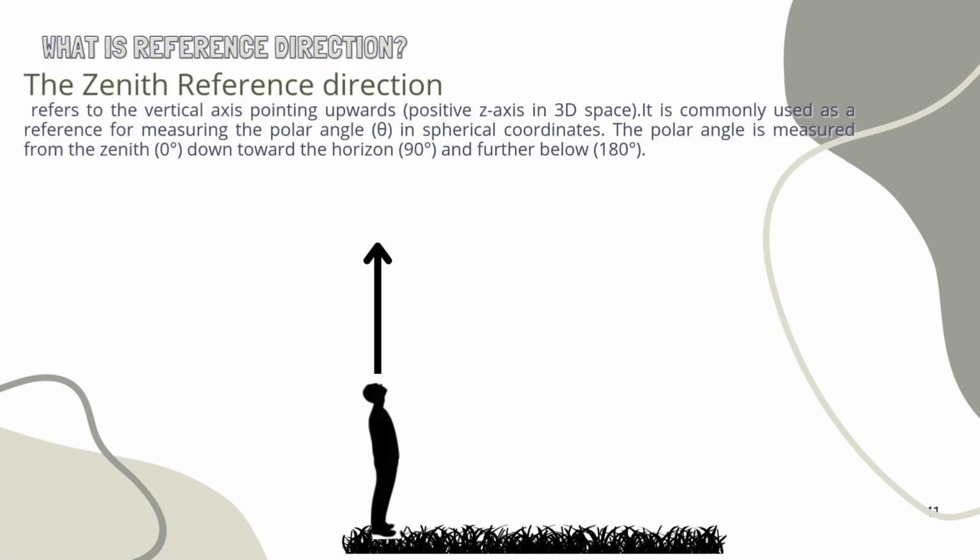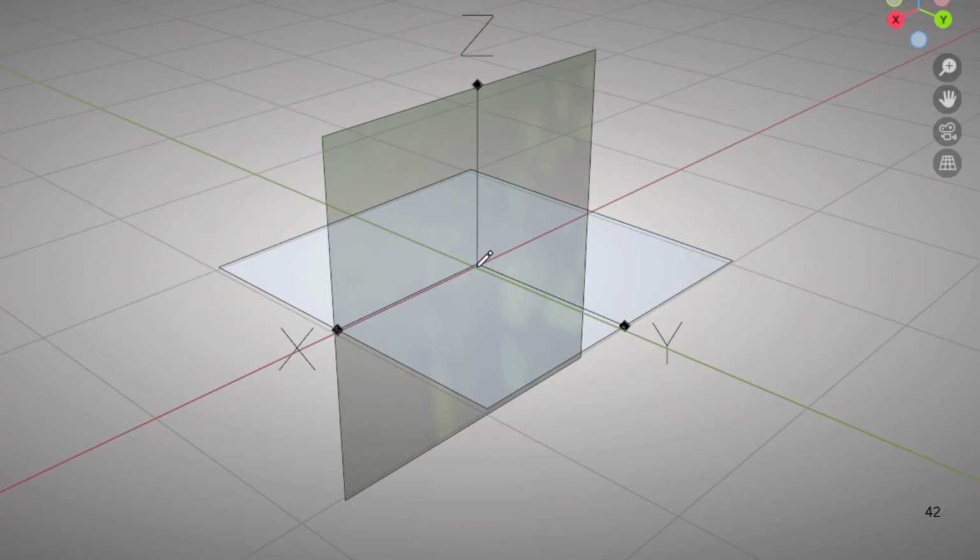Imagine standing outside looking straight up at the sky. The point directly overhead, that's the zenith. In a coordinate system, this zenith direction aligns with the z-axis. It's the vertical axis representing height and is often the starting point when we measure angles in the spherical coordinate system. Let us look at the 3D representation of the z-axis and how it works. Imagine you're standing at the origin of the three axes. You look exactly above you. That is the zenith reference direction.